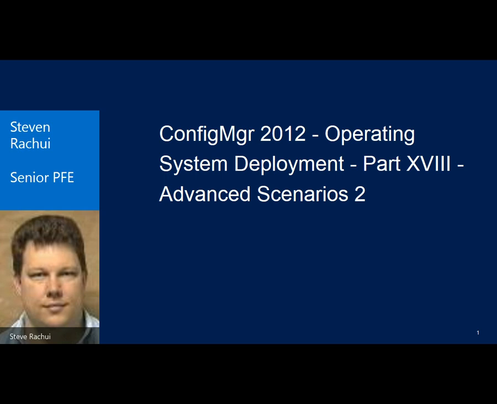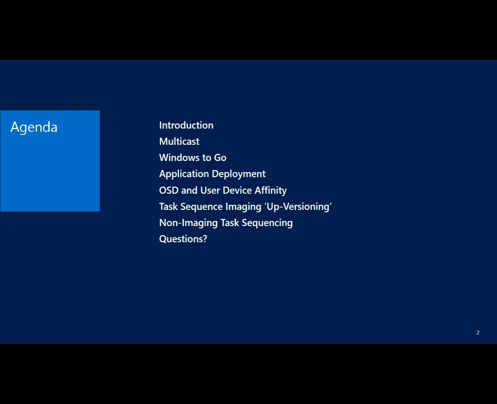Today's discussion will be part 18 of an ongoing series dealing with operating system deployment in Configuration Manager 2012. Today's session will be what I'm calling Advanced Scenarios 2. We had a session a couple back where we talked about a few other advanced scenarios. So in this one, we're lumping together some items that we could do on their own, but we could also do these together. Some of these require more discussion than others, particularly the first two.